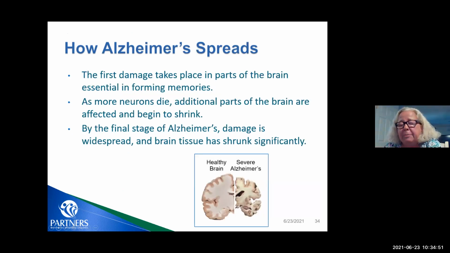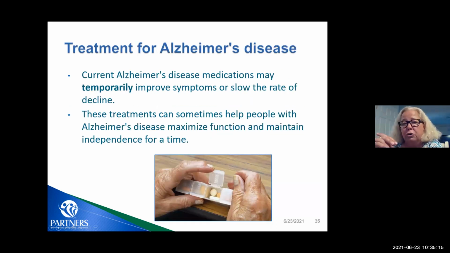The first damage that takes place in the brain of a person with Alzheimer's is right next to the part of the brain that's essential in forming new memories. So by the time it spreads to the area that forms new memories, that's when you begin to get the first symptoms of Alzheimer's disease. And that's why the first symptom with Alzheimer's is always short-term memory loss.